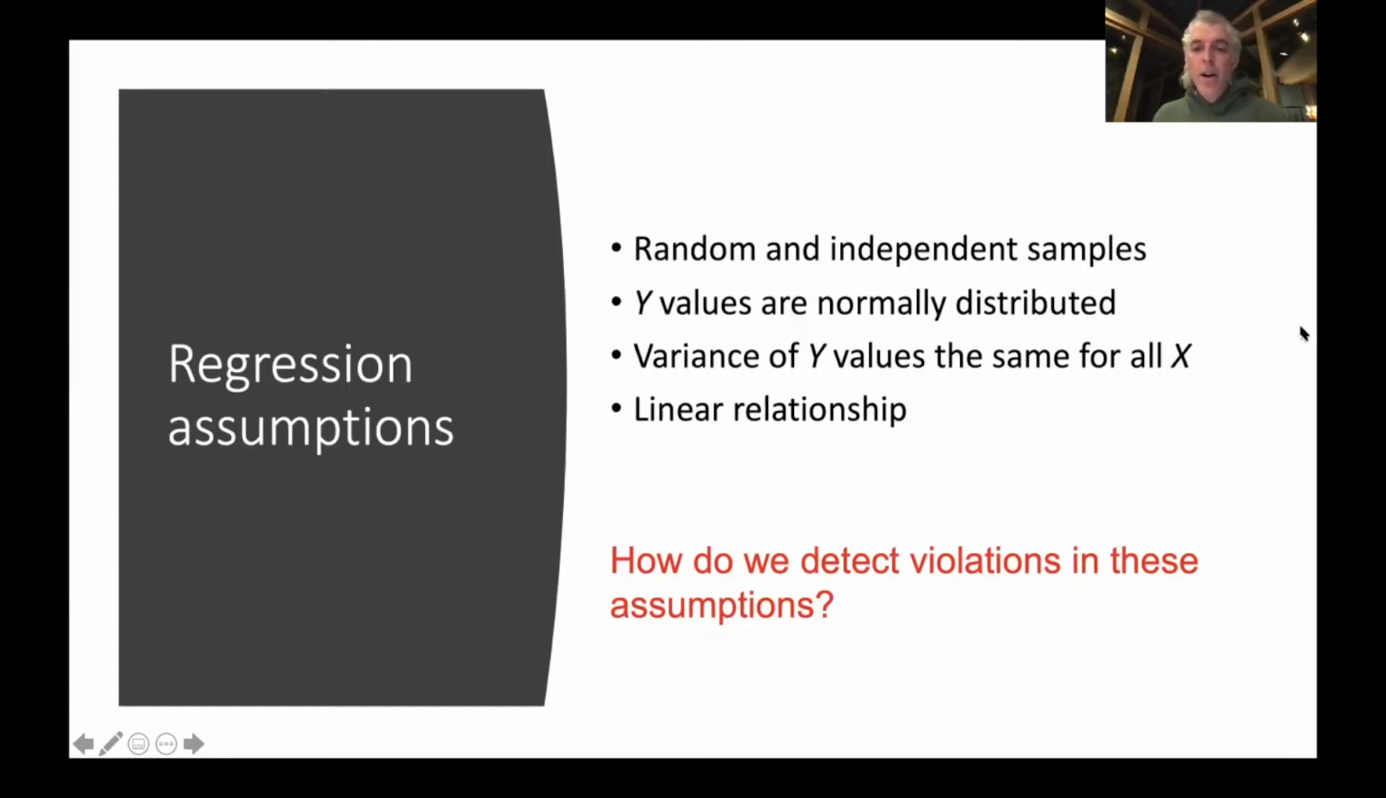Now, just like in our other statistical tests, we have certain assumptions associated with regression. First of all, that our observations are random and independent, that our Y values are normally distributed, and that the variance of our Y values is the same across all values of X. That is, that the variance in Y values is constant. And finally, we assume that the relationship between X and Y is a linear relationship. So how can we test some of these assumptions?